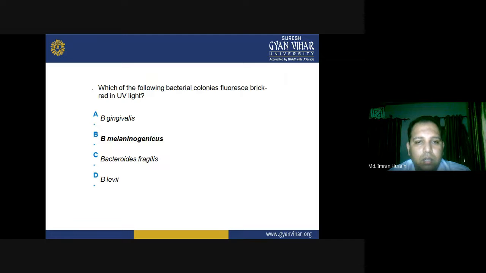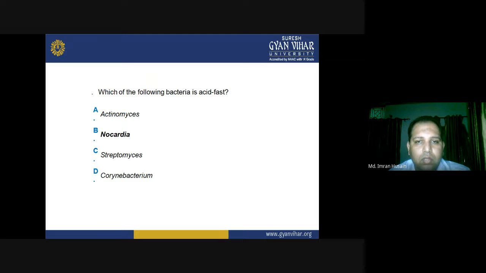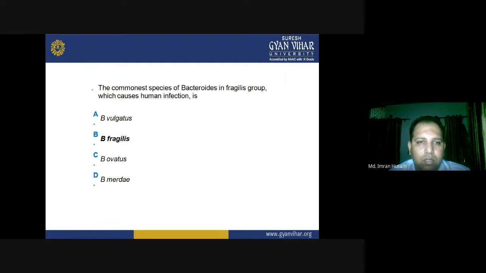B. melaninogenicus. Which of the following bacteria is acid fast? Nocardia. Lactobacilli constitute the normal flora of the adult vagina. Which of the following bacteria is a gram-negative cocci? Veillonella. Which of the common species of Bacteroides in the fragilis group causes human infection in B. fragilis?